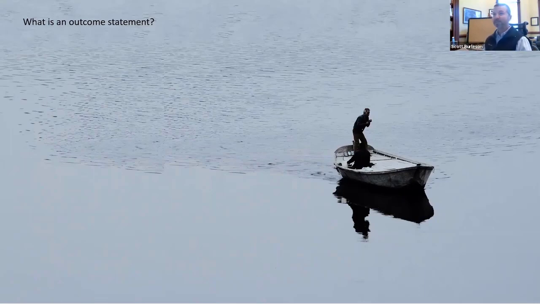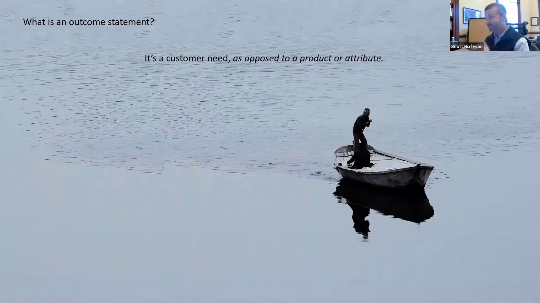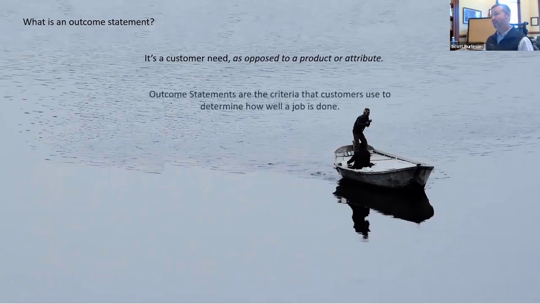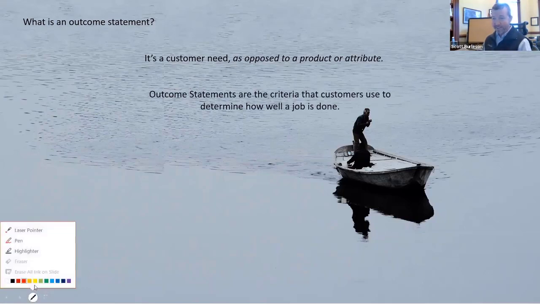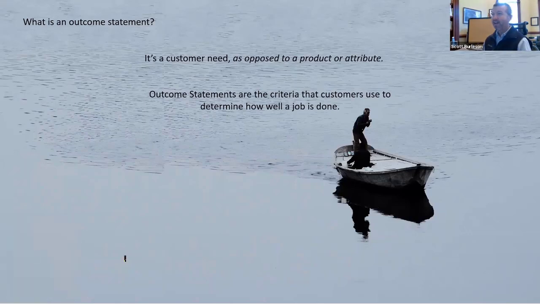So let's back up a little bit. What is an outcome statement? It's the problem a customer wants to solve. It's the customer need, as opposed to a product or an attribute. Outcome statements are the criteria that customers use to determine how well a job is done, but also the criteria they're going to use to select between one product or another product.